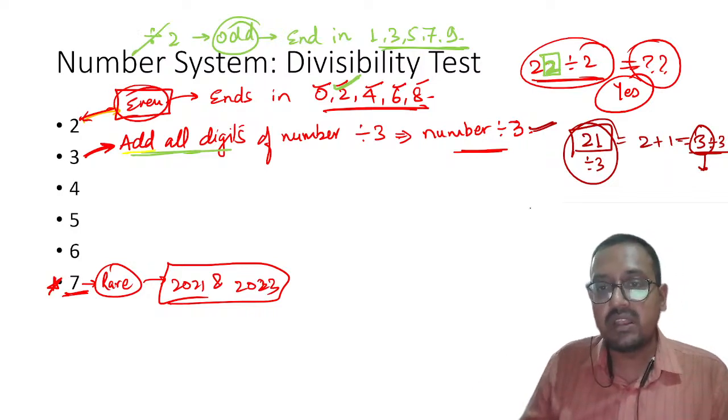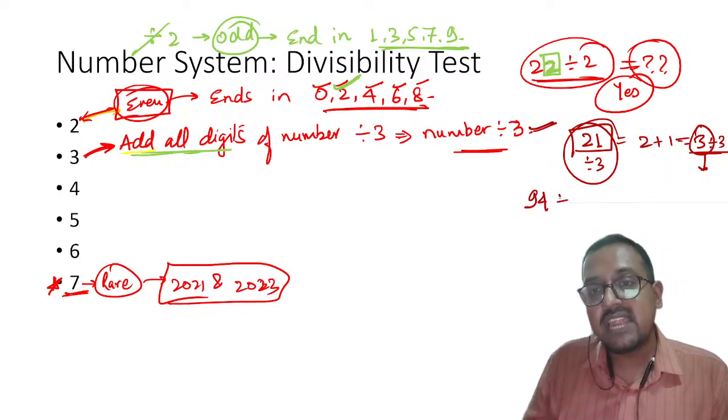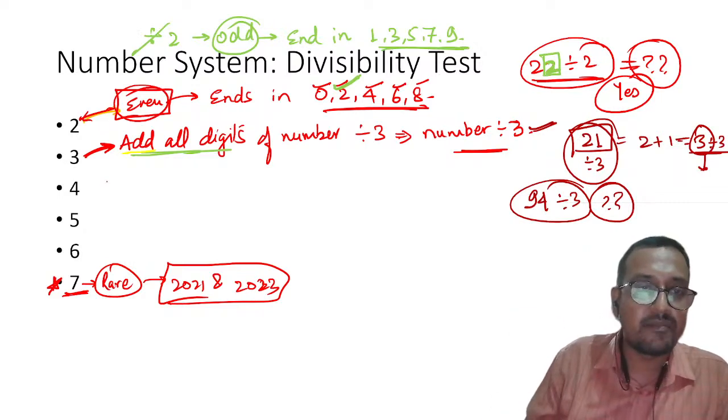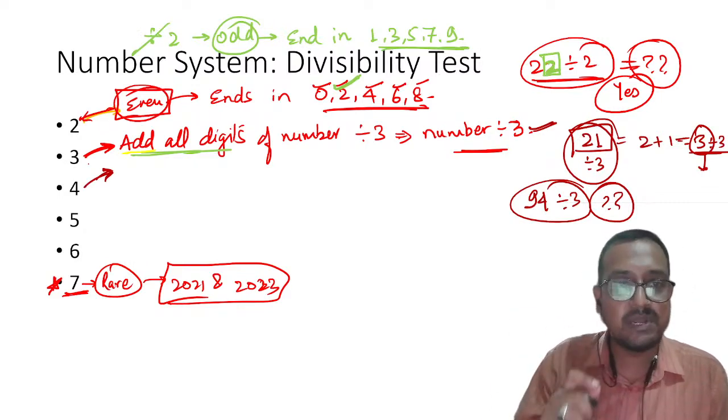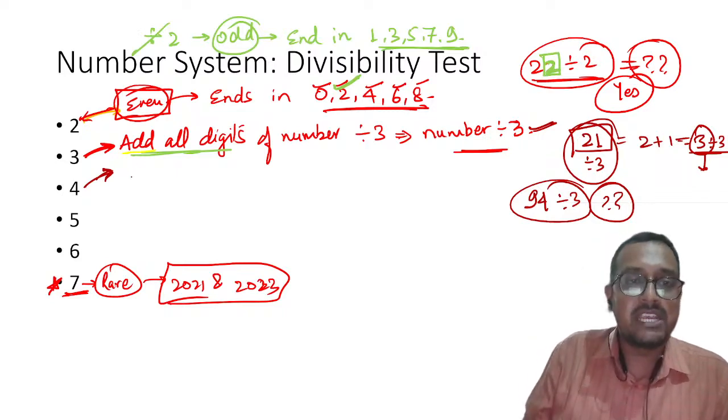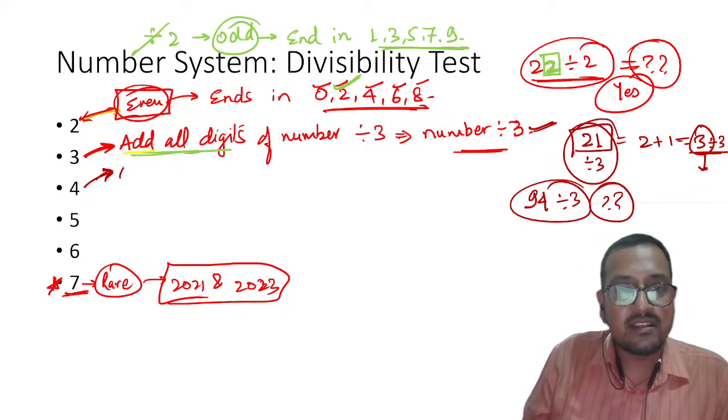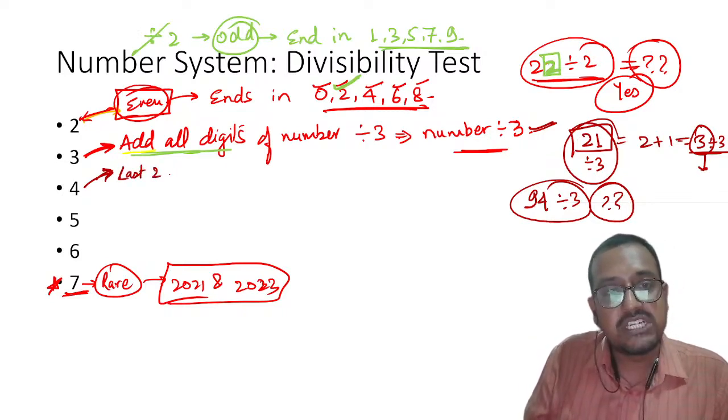Let me give you another number, 94. Is 94 divisible by 3? Tell me yes or no. Be quick. Everyone be quick. Now talking about divisibility test of 4. My dear students, look at last 2 digits.